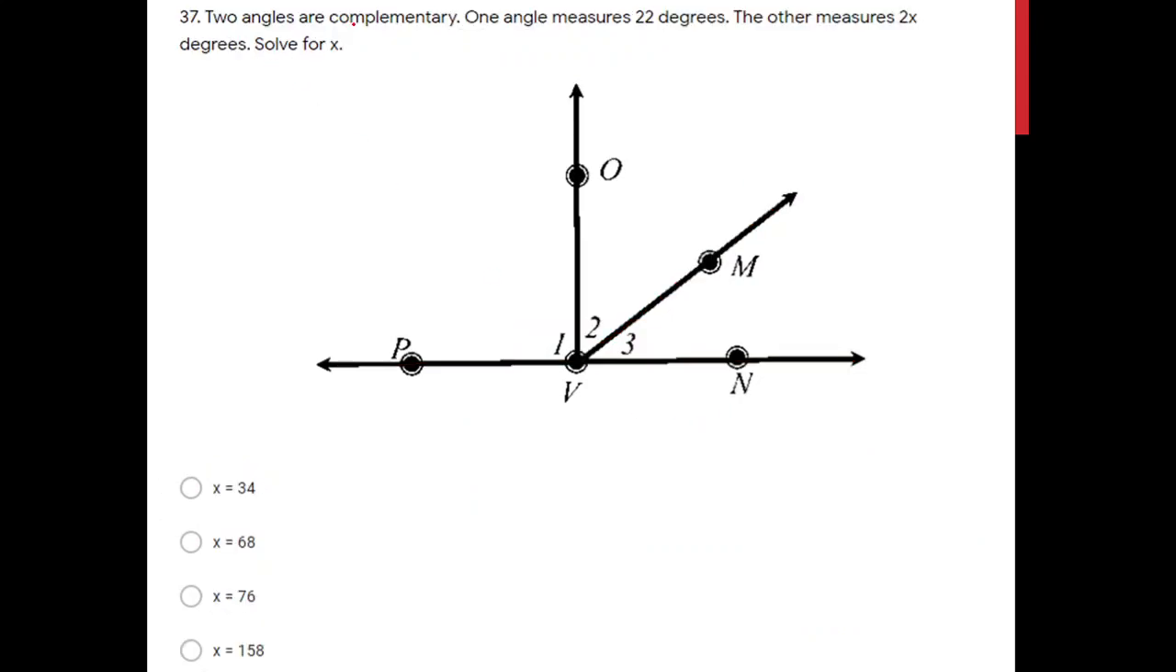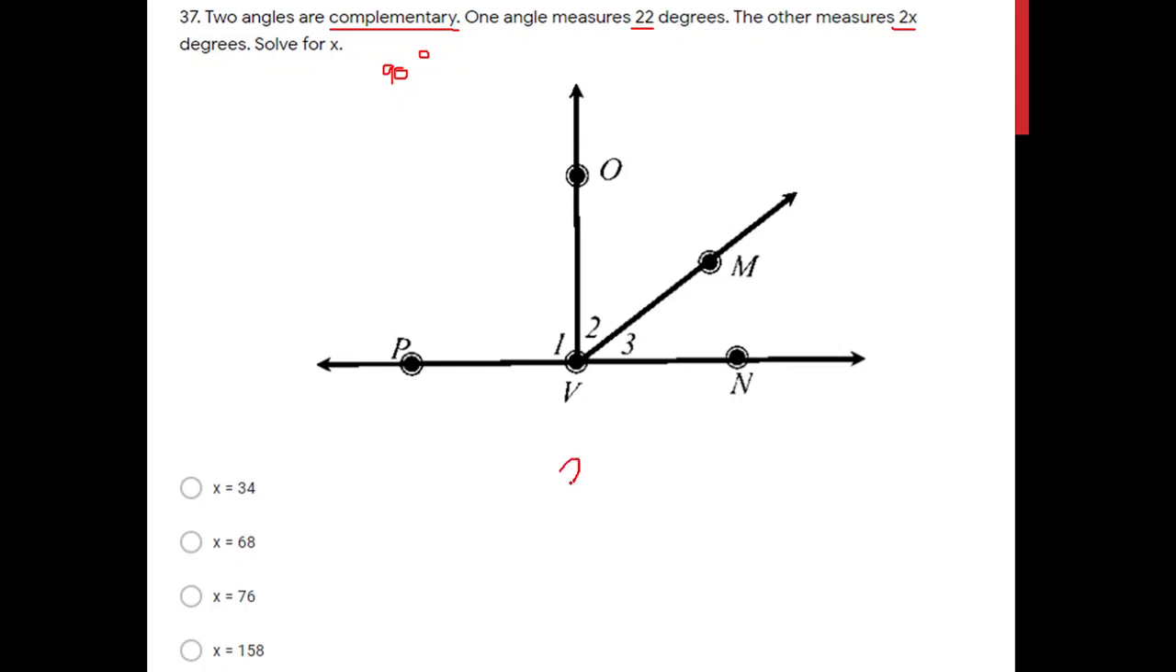Next, two angles are complementary. So the word complementary here, take note, that's 90 degrees. Remember that. One angle measures 22 degrees, the other measures 2x degrees, and then we need to solve for x. So 90 degrees. You have two angles, one is 22 and the other is 2x. And they are complementary, so if we add them together, it equates to 90 degrees.